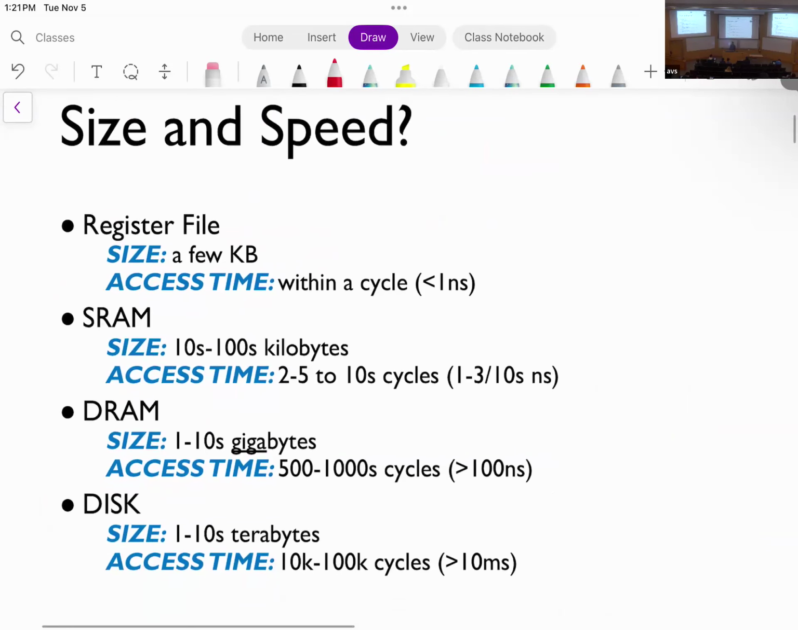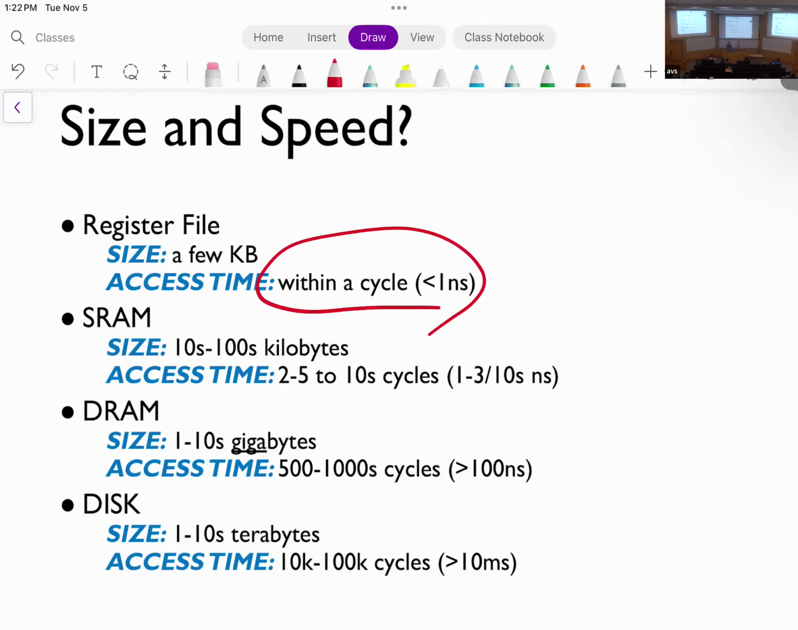So to summarize the previous slides, if you compare size versus speed, you will have something like this, where your register file is usually on the order of a few kilobytes. Remember, for example, you have 32 registers, each 32 bits. So we have a few kilobytes of data that we can store inside the processor. But the good thing about the register file is that the access time is 1 cycle. So we're talking about less than 1 nanosecond to read the register file.